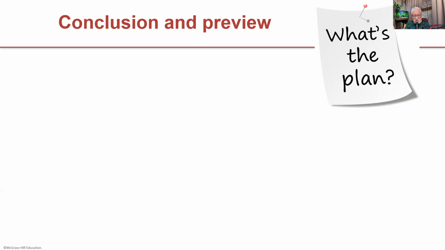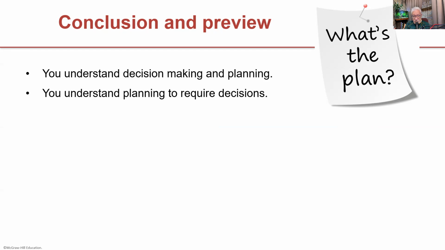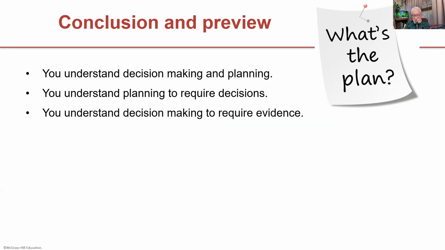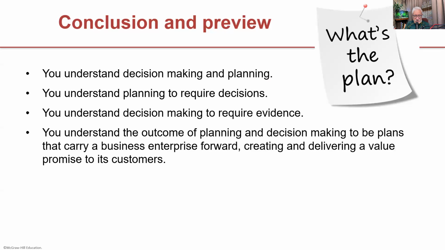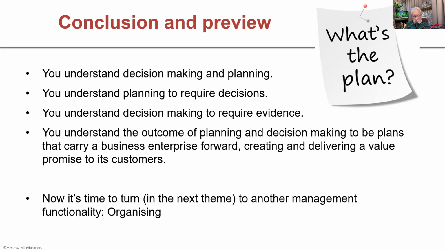I'm saying here that I think what's necessary for you is that you understand decision-making and planning. You know that planning is something which you do in order to get to an end game, a goal, and that requires you to be decisive. And you cannot be decisive if you're just guessing, so you need evidence. And the outcome of planning and decision-making is that you have a plan to propel the business forward and deliver on the value promise you've made your customers. That means we have to turn to the next functionality, and that would be organizing.